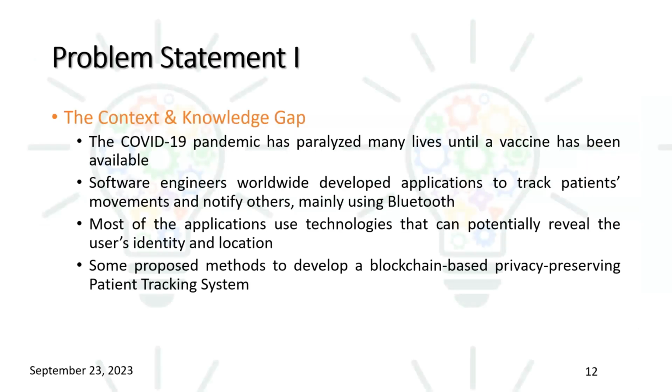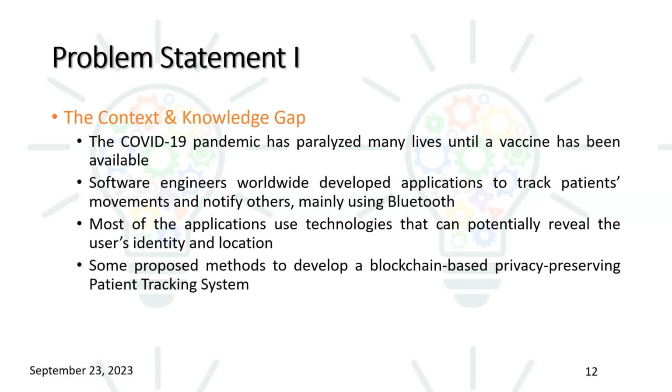So let's shift our focus now to what the current situation is and what's wrong with it, what needs to change. The COVID-19 pandemic, we know that has paralyzed many lives until a vaccine has been available, which caused the so-called new normal, and governments and health officials tried to impose rules and regulations, and software engineers worldwide developed applications to trace and track patients' movements and notify others.